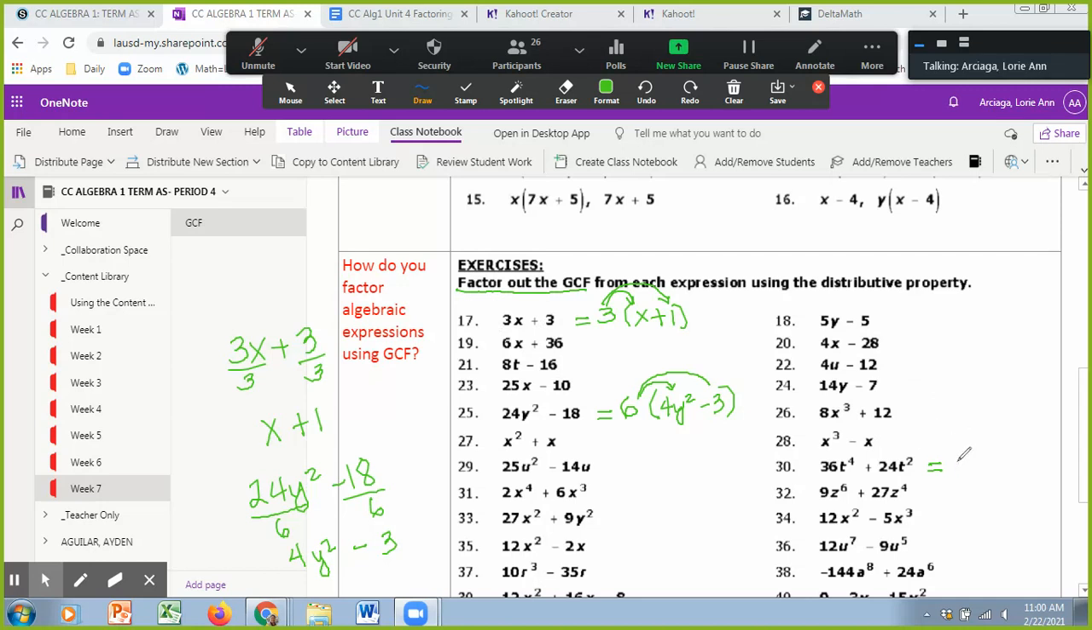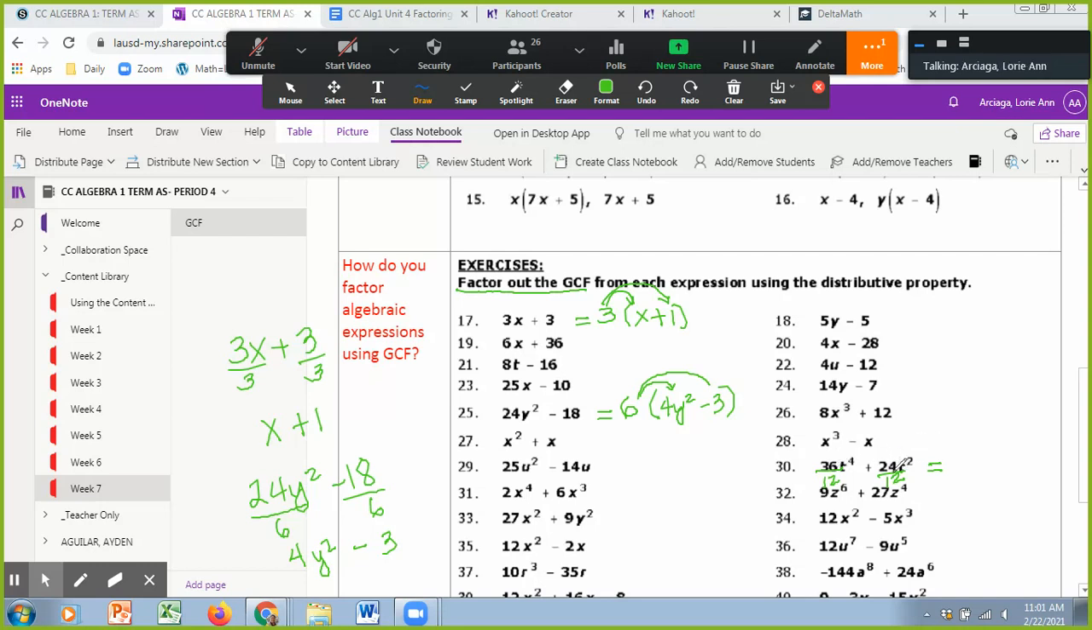So for this one, what can divide 36 and 24? Can you guys think about that? Anybody? Can 12 work over here? Isn't 8 small? Isn't 12 times 3 36 and 12 times 2 is 24? What do you guys think?